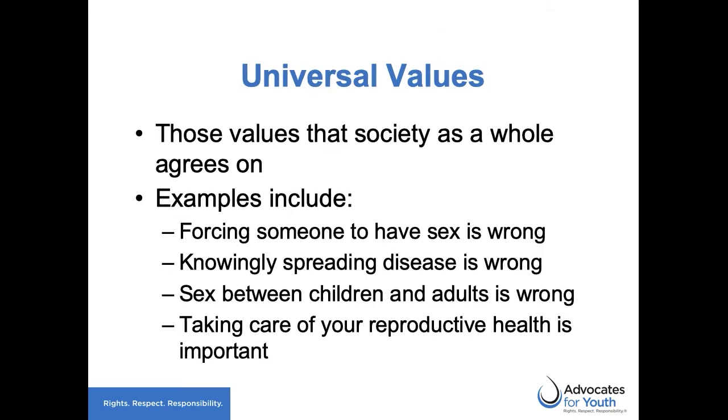There are some values that as a society we all agree on. Some examples of these are: forcing someone to have sex is wrong, knowingly spreading disease is wrong, sex between children and adults is wrong, and taking care of your reproductive health is important. It may be helpful to amplify or acknowledge these as important parts of your curriculum or your teaching, because generally they're things that we all agree on that are critical in sex education.